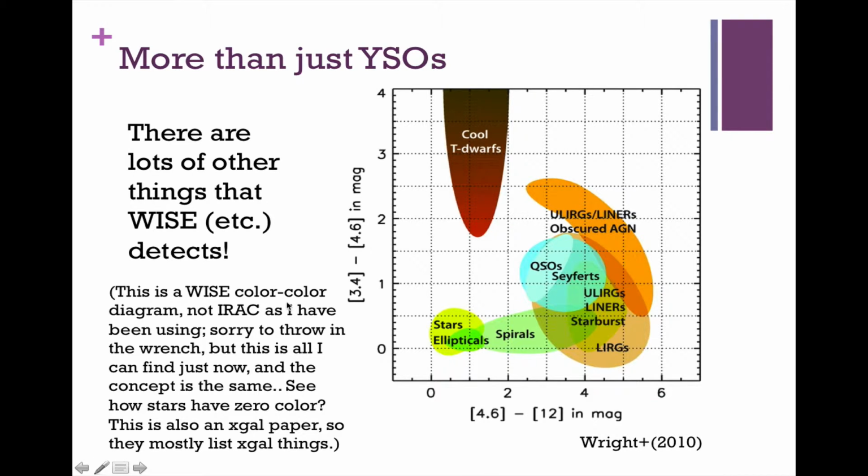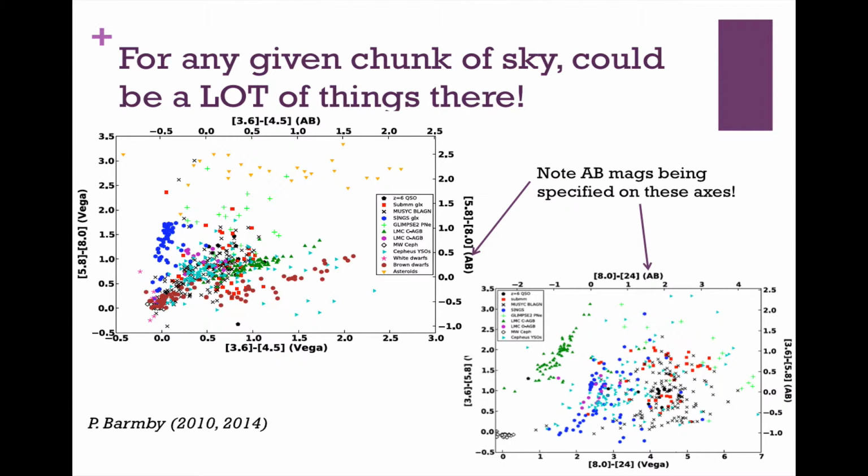So this is a WISE color diagram, and I'm sorry, I can't find an IRAC one quickly. 3.4 minus 4.6 on the y-axis, 4.6 minus 12 on the x-axis, and this is from an extragalactic discussion. So you can see there's lots of different kinds of galaxies, but they are highly overlapping in where you find them. And the T-dwarfs, the low-mass stars, have very different colors. And that's what they're calling out in this diagram. But you can see the stars are down here with zero color, as we expect. But there's young stars all over the place, too, on top of these galaxies. So there could be a lot of things in your field, and you've got to be careful.